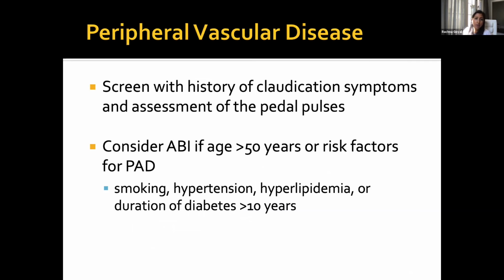And then one thing that we're also not quite as good at is screening our patients for peripheral vascular disease. So ask about claudication symptoms, look at their pedal pulses, and then consider an ankle brachial index if they're above 50 and they have risk factors for peripheral artery disease, like a history of smoking, hypertension, hyperlipidemia, or if they've had diabetes for more than 10 years. And so that's actually a large subset of our patients, and we probably could do a much better job of screening these patients for peripheral vascular disease.